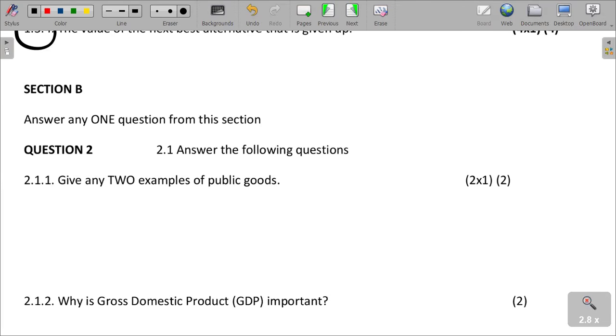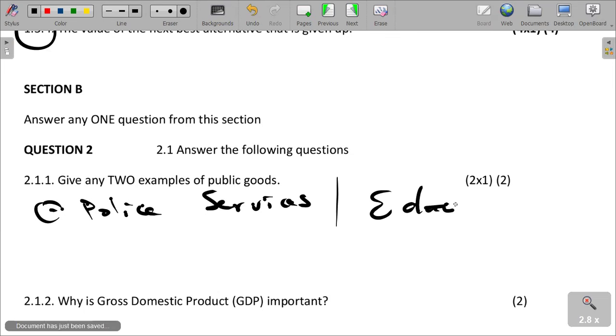Give any two examples of public goods. We can say police services can be an example of public goods. We talk about education. Education is a public good. These are services or goods that are provisioned by the state. We also talk about healthcare.